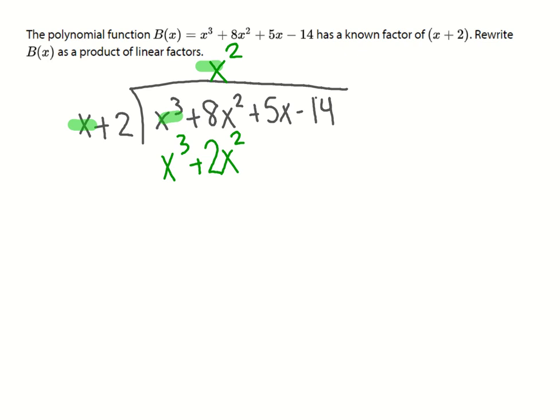Just like in regular long division, we will be subtracting these. When I subtract, x to the third minus x to the third gives me 0. 8x squared minus 2x squared gives me 6x squared. And I'm going to bring down my next term. Now I repeat the process.